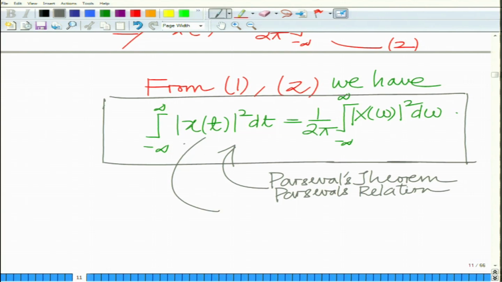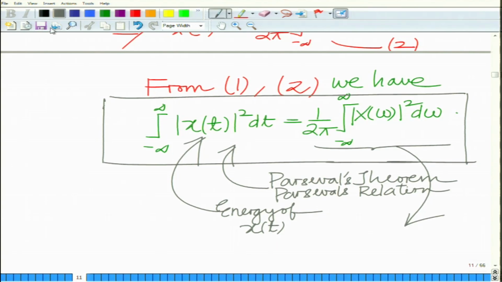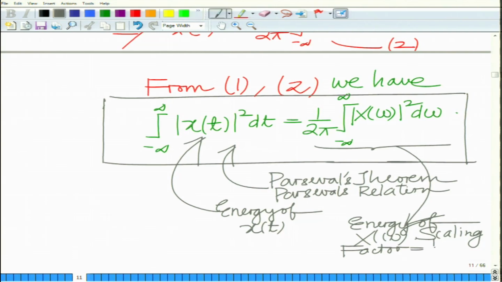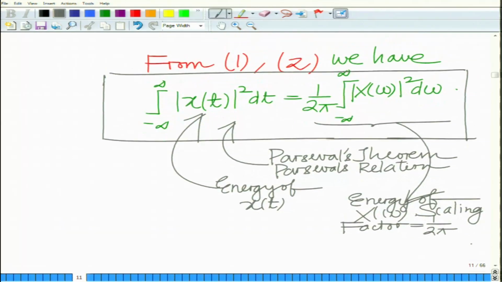This is the energy of x t. Now, you can see this is the energy of x omega except for a scaling factor of 1 over 2 pi. Notice that there is a scaling factor of 2 pi. So, this is the energy of x omega. So, we can say energy of x t is basically the energy of x omega, that is, energy in the time domain equals energy in the frequency domain. That is what the Parseval framework is about, except that note that there is a scaling factor of 1 over 2 pi.